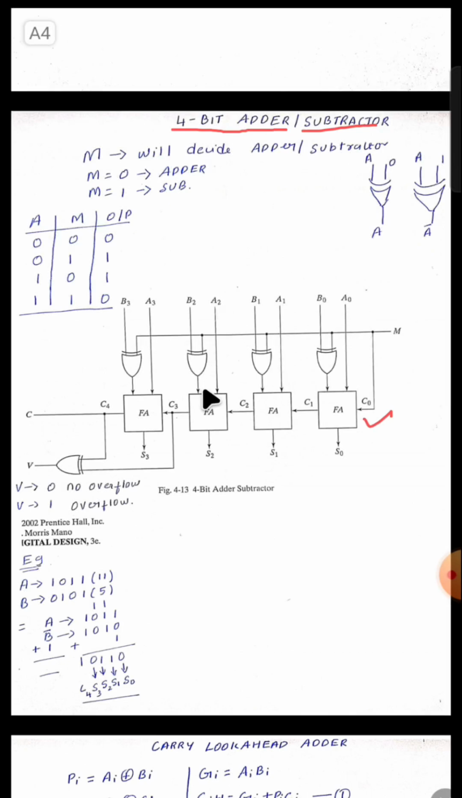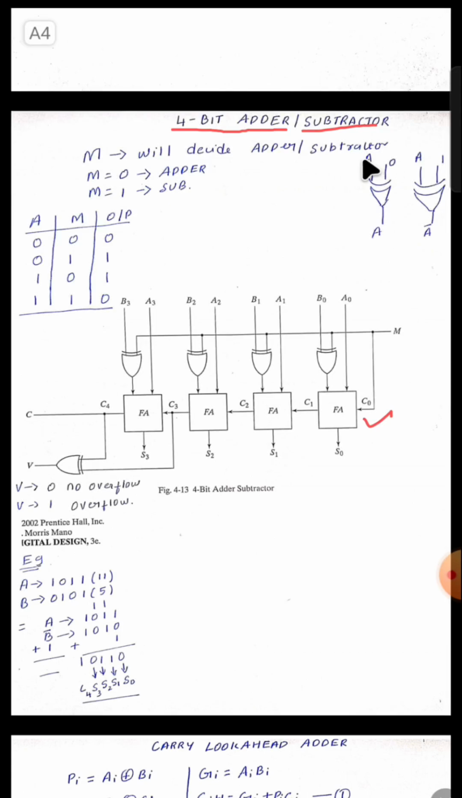With respect to A0, there is no change when you compare with the previous 4-bit adder. The only change is with respect to our B0 value, right? So this B, I'm just going to XOR it with M. Say for example, my M is equal to 0 now. If M is 0, I'm going to get a B0 here and my M is 0.